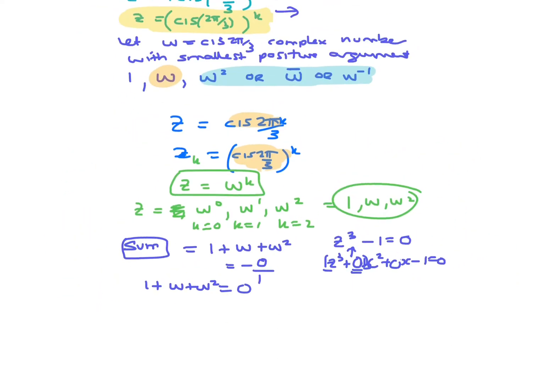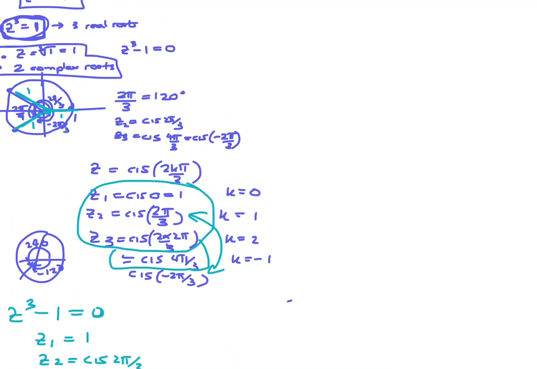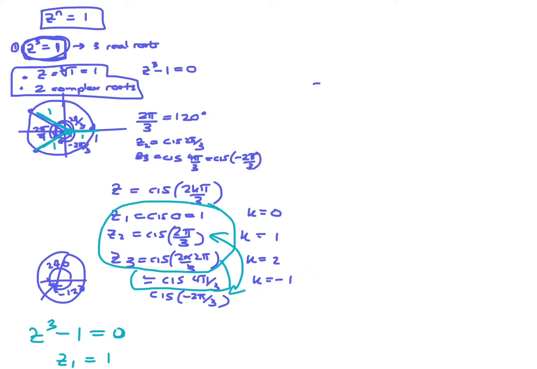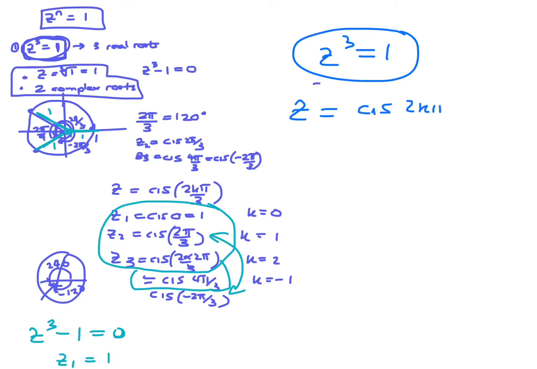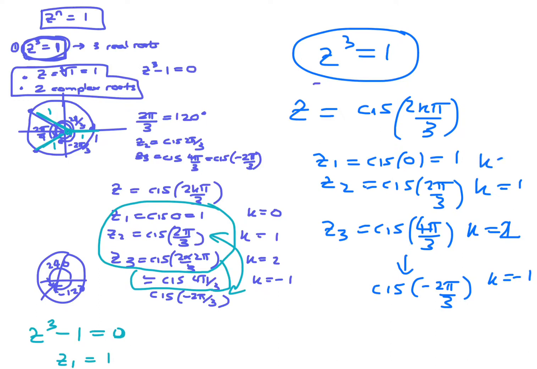Now, so far, we have shown that the roots can be in that form there. So if you've got z cubed equals 1, then the roots are basically in the form of cis 2k pi on 3. So z1 is cis 0, which is 1. z2 is cis 2 pi on 3. And z3 is cis 4 pi on 3 if k equals 2. Or sometimes it's even written as cis minus 2 pi on 3. That's when k equals minus 1, and this is when k equals 1 and when k equals 0.